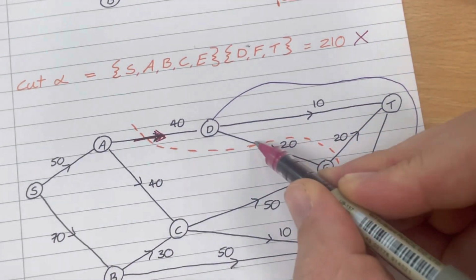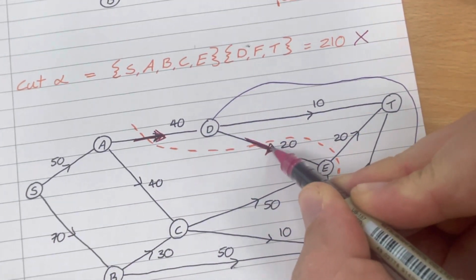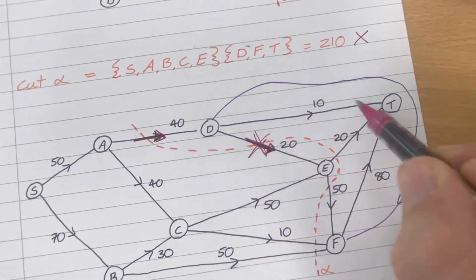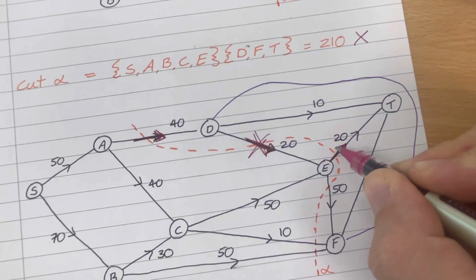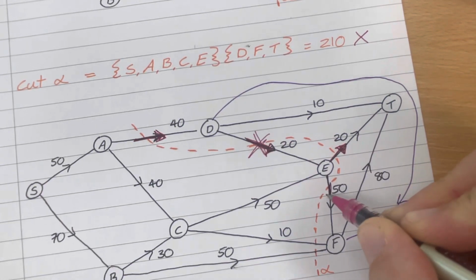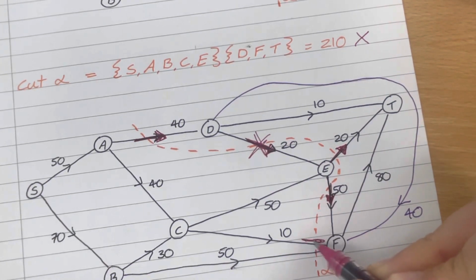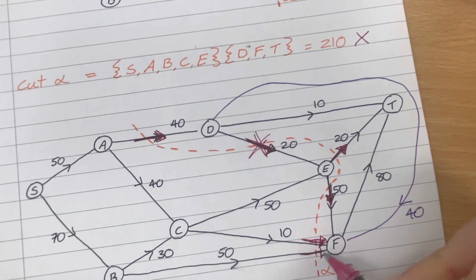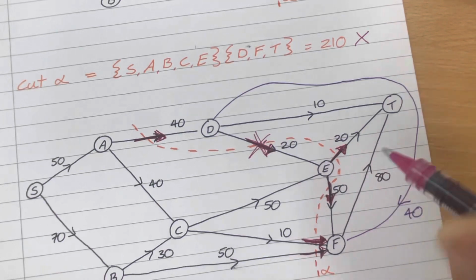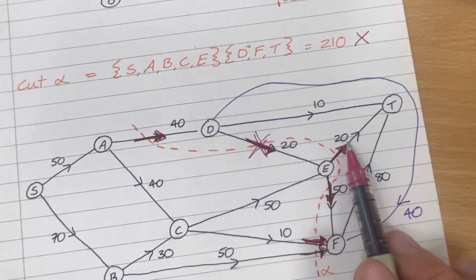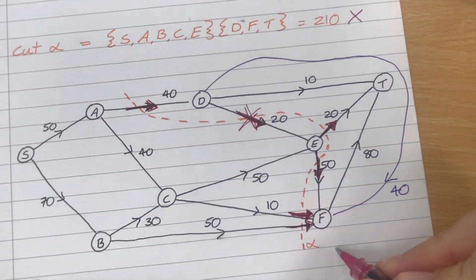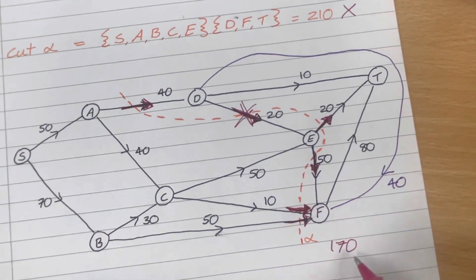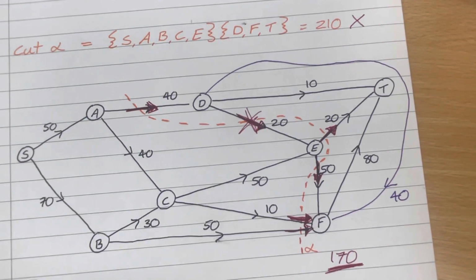This arc here is not valid because that goes from sink to source side. This one is valid, this one is valid, this one is valid, and this one is valid. So those are the ones that we are going to sum to calculate the value of this cut. So that's 40, ignore that, 50, 60, 110, 120, 170. So the actual cut value is 170.